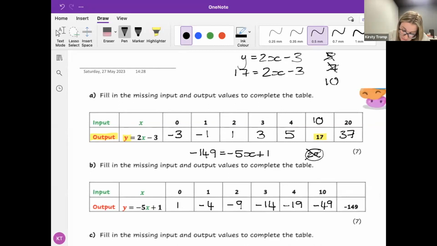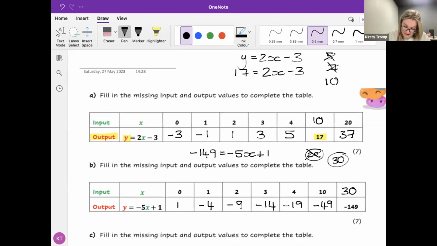What happens if I make it 50? Let's try 50. Negative 5 times 50 gives me negative 150. And negative 150 plus 1, does that give me negative 149? Yes, it does. So this needs to be 50. We're going to use our trial and error method this year in grade 7. Next year in grade 8, we will learn how to solve some equations.